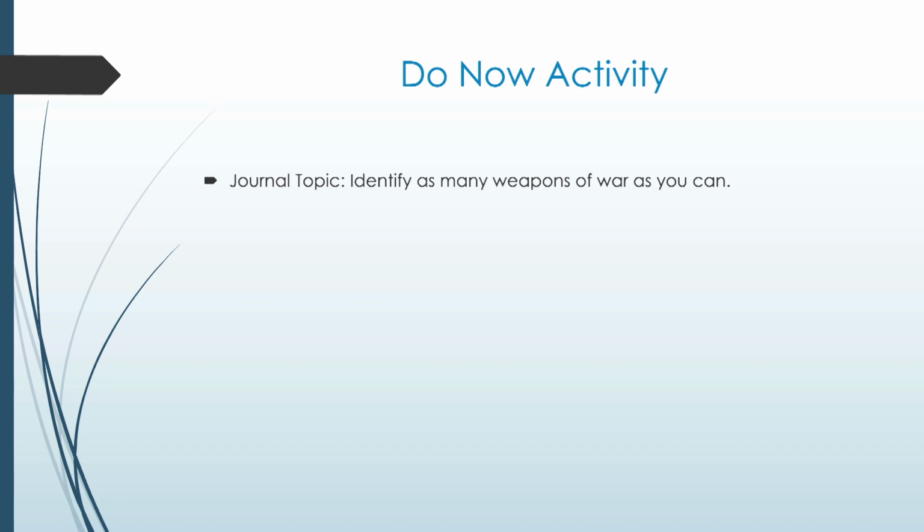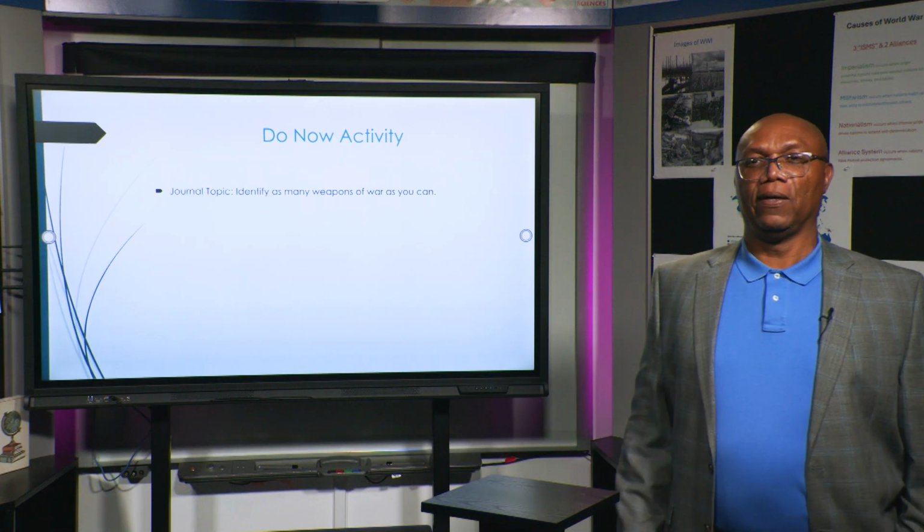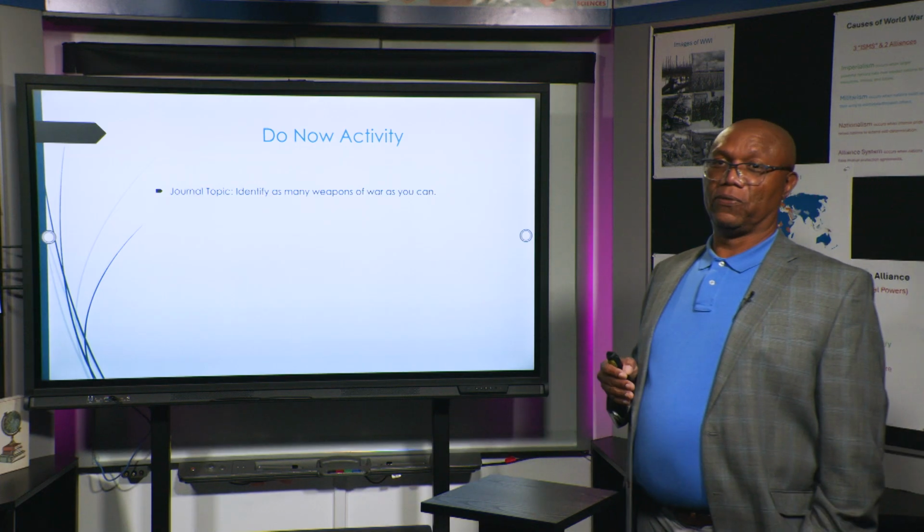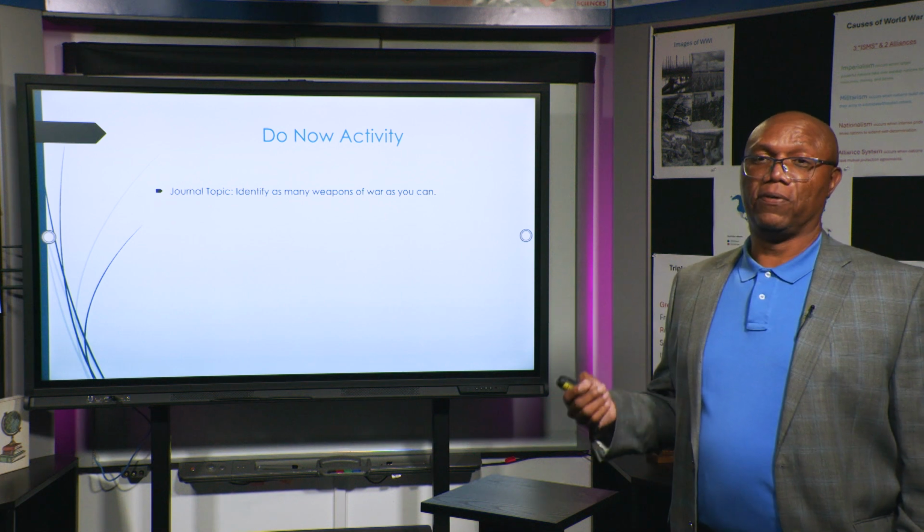The Do Now activity is a journal topic. Identify as many weapons of war as you can. We'll give you a few minutes to create a list, and we'll come back in a few seconds and talk about that list. Okay, when you look at that list of weapons, of course, it could have meant any number of things.